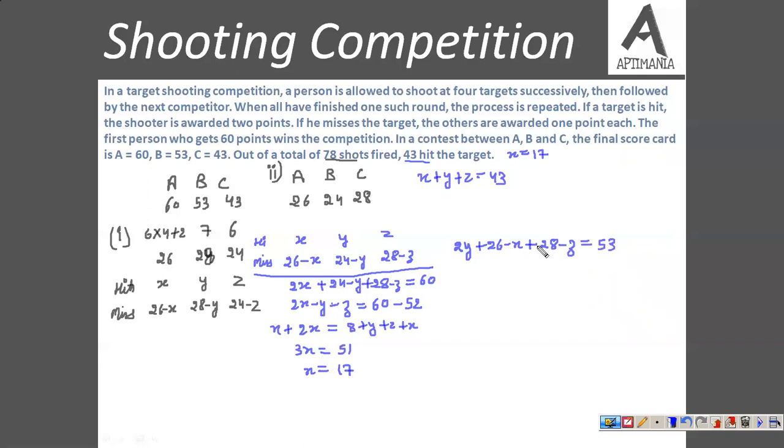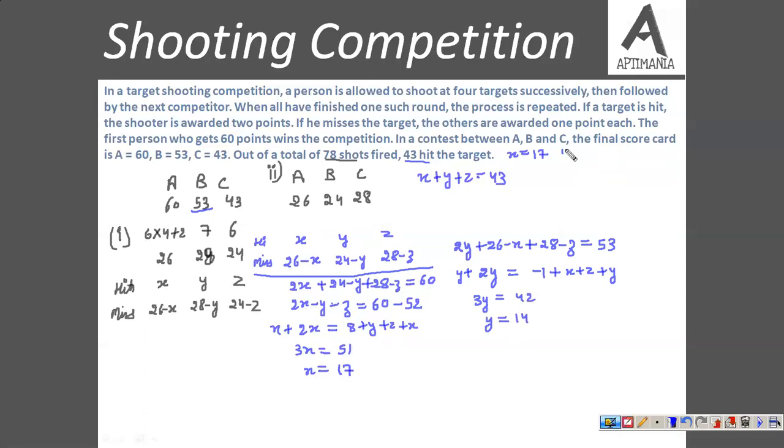That is the score of B. Fine, B's score was 53. So this is 2y is equal to 53 minus 26 and 28. That makes it 54. So this is minus 1 plus how much? x plus z. Now if we add y to both sides, this becomes 3y and this equals minus 1 plus x plus y plus z, which is 43. Fine. So from here we'll get 43 minus 1 is 42. So y will come out to be 14.